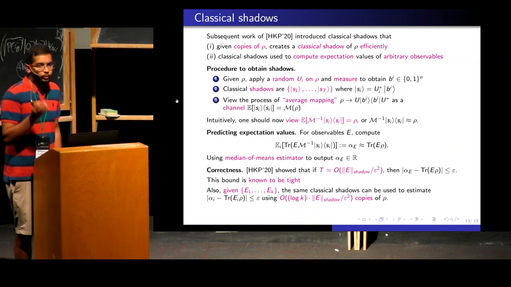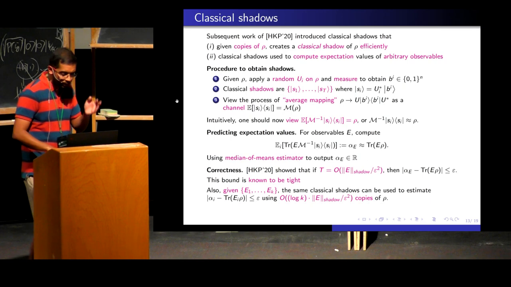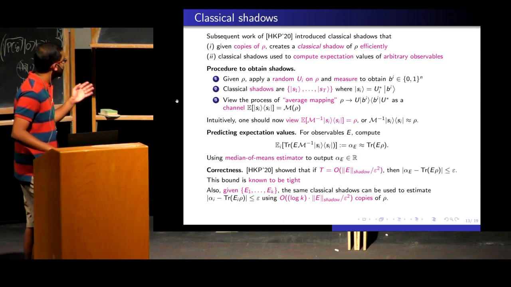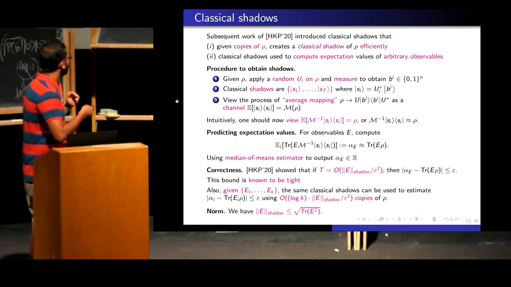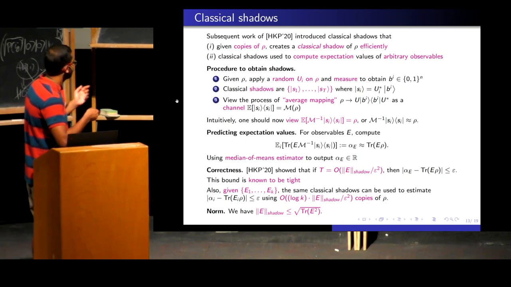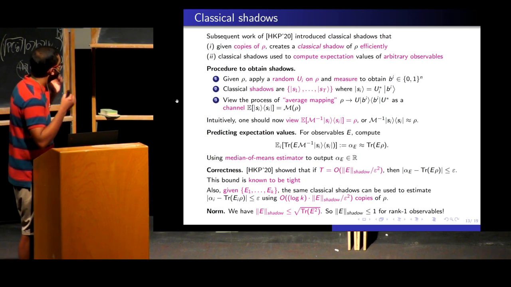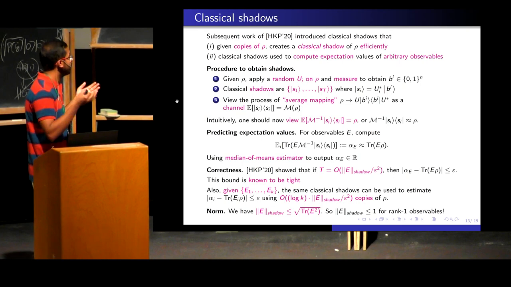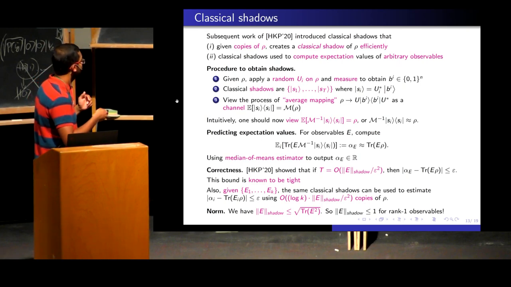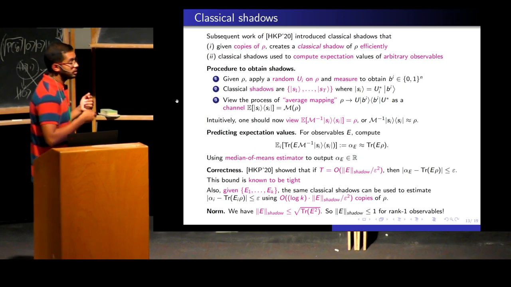But the one thing I'm hiding from you is, what is the shadow norm? It's actually fairly complicated, and I'm not going to get into the definition. You can look at their paper. But they give some nice upper bounds on the shadow norm. One upper bound is the trace of rho times the trace of E square. In particular, if you pick E to be a rank 1 observable, as in shadow tomography with rank 1 observables, the trace of E square is at most 1. So the sample complexity is just 1 over epsilon square.